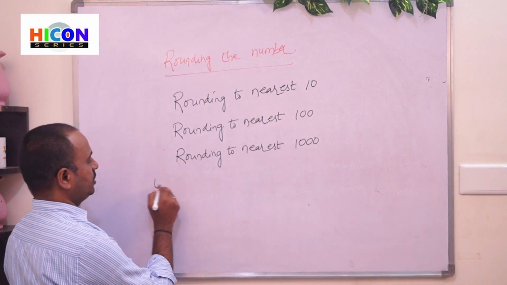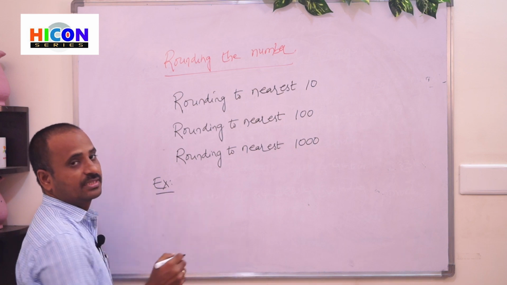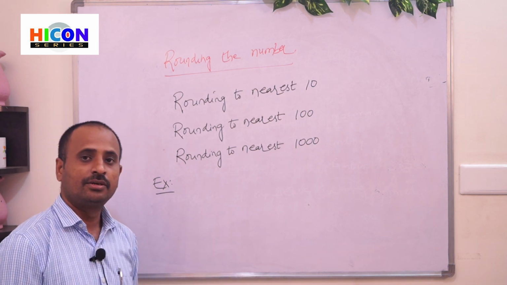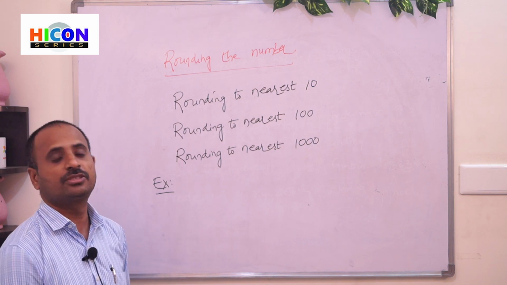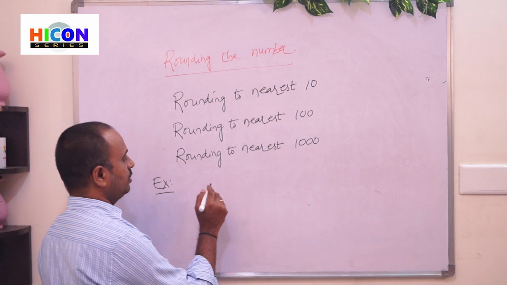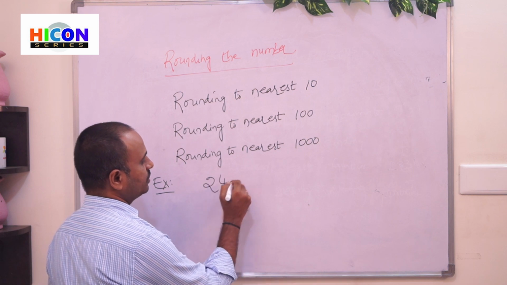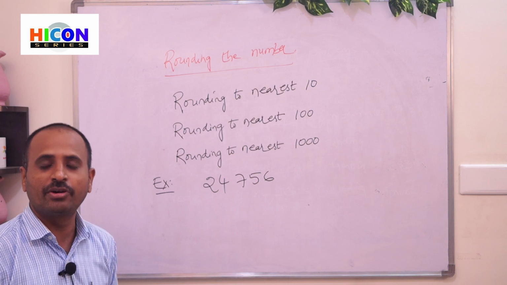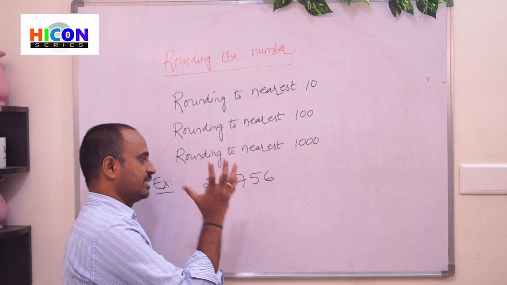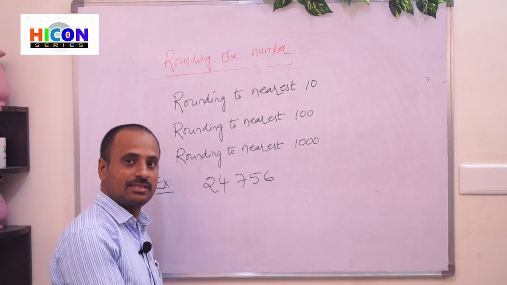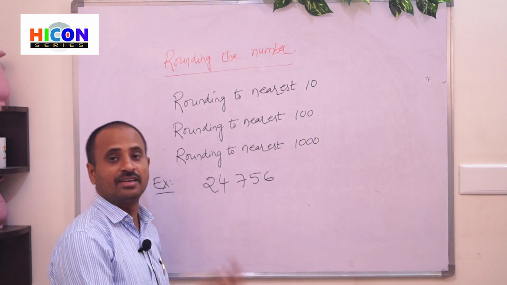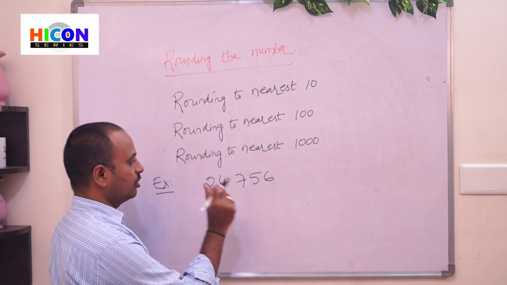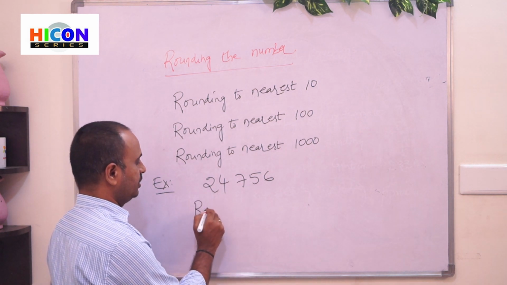Let us take an example. By using this example, we can round the given number to nearest 10, to nearest 100 and to nearest 1000. So the number is 24,756. This is the number they have given. Now we will round this number to the nearest tens, the nearest hundreds and the nearest thousands. Let us see how to round this number to the nearest tens.